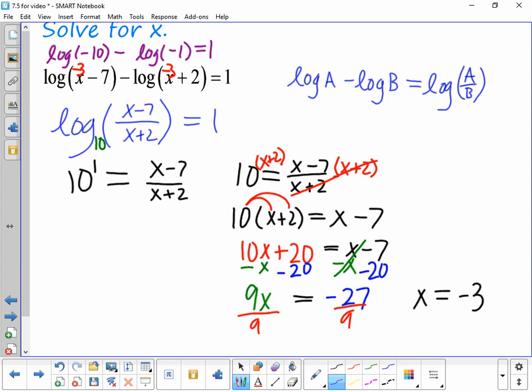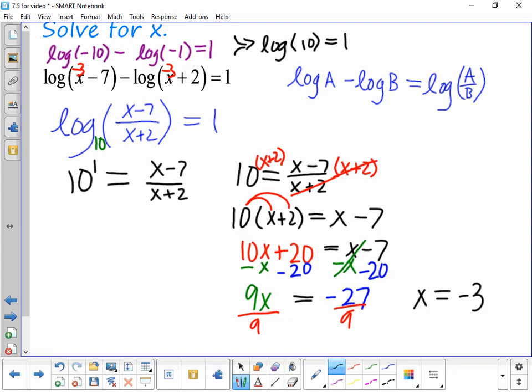Now, the reason that the algebra turns out the way it does, and it tries to make you think it's an answer, is that when we condense this, this becomes the log of negative 10 divided by negative 1, which is just the log of 10, which is in fact equal to 1, and it would work. But our original equation was not that. That was a step we chose to take.